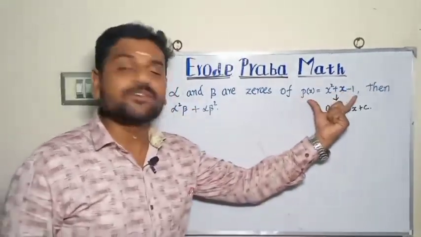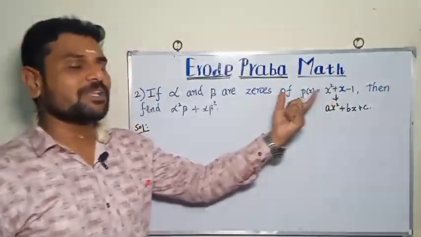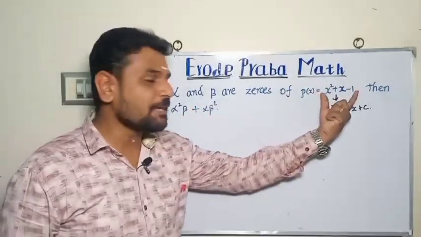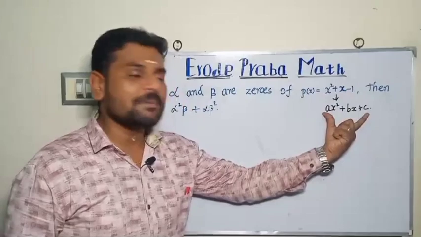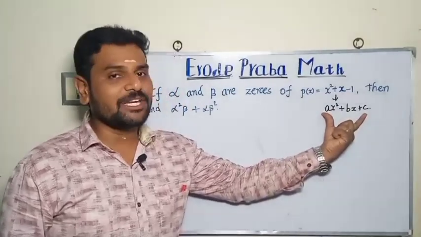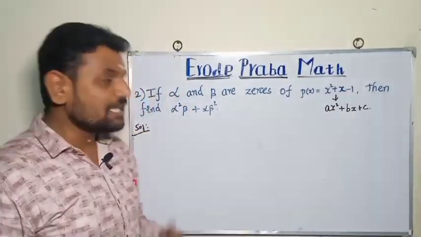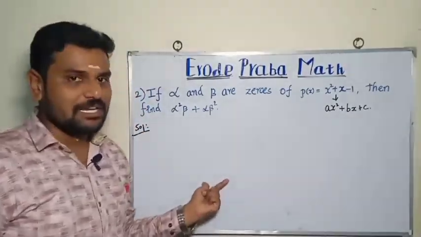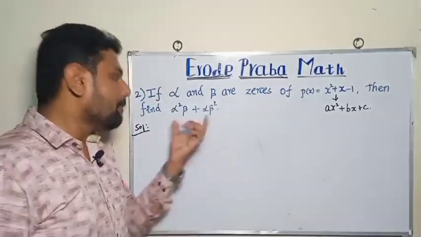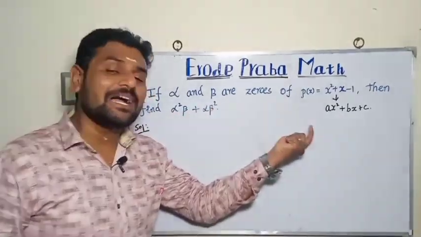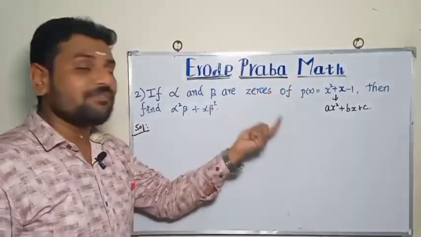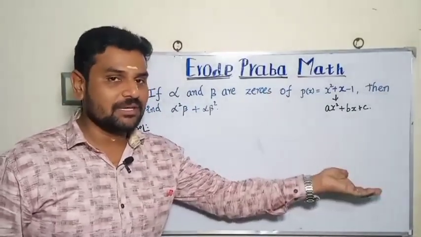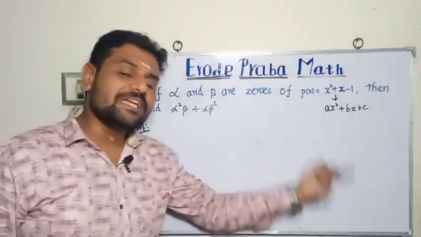Here they have given one quadratic polynomial. We need to find the value of alpha² beta + alpha beta². First, we need to compare this given quadratic polynomial with the form ax² + bx + c. On comparing, we need to write what a, b and c are. After that, we need to find the alpha + beta and alpha × beta values. After that, we need to make this expression into alpha + beta and alpha × beta form. After that, we substitute the alpha + beta and alpha beta values that we have found here. So when we apply those values, we will get the answer.